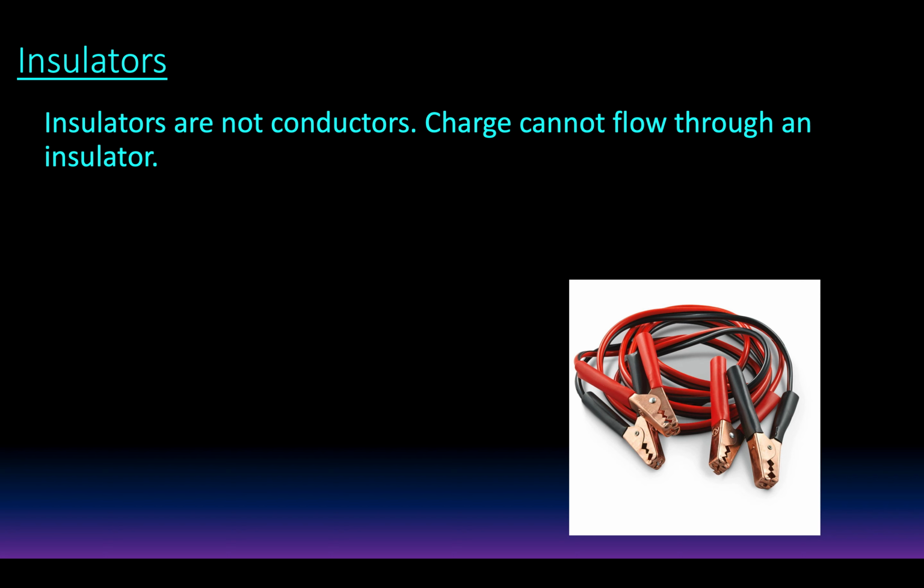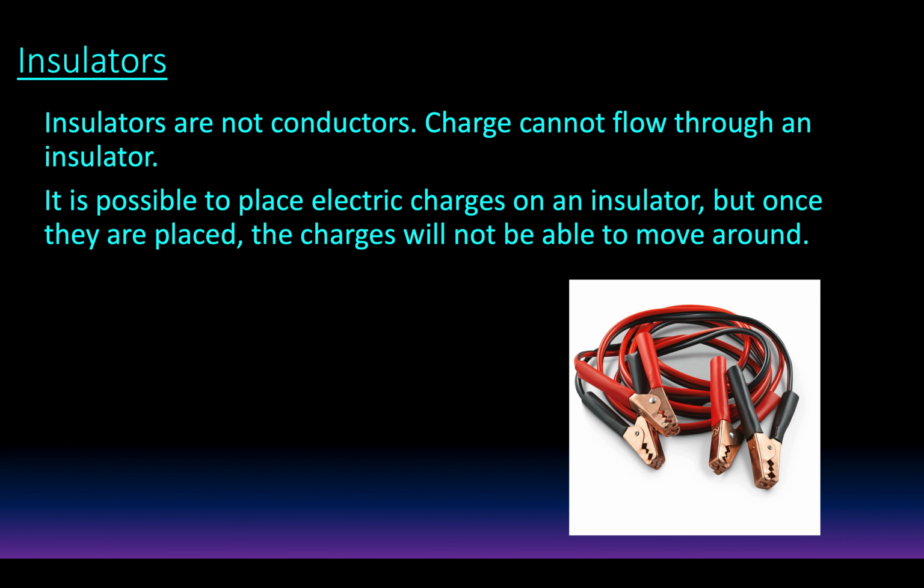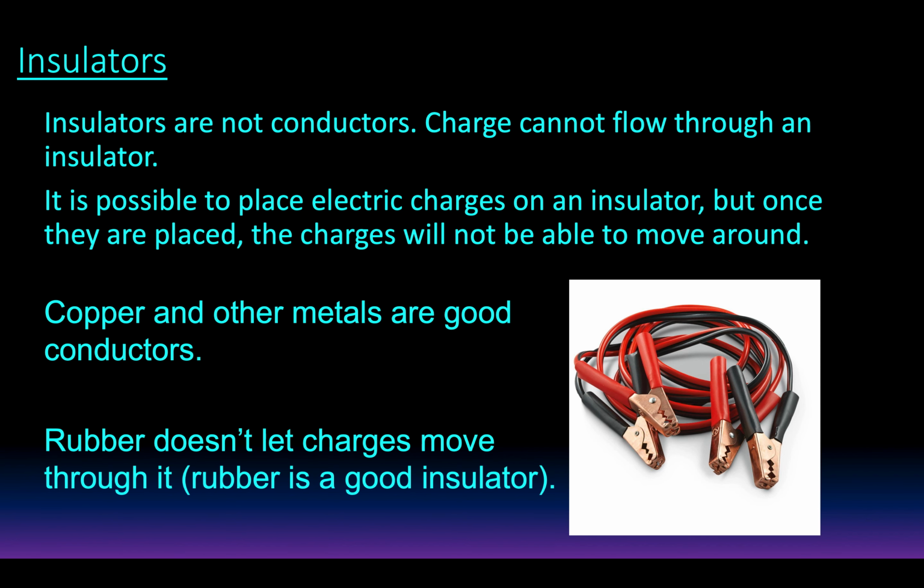An insulator is an object that is not a conductor. Charges can flow through a conductor, charges cannot flow through an insulator. It is possible to place electric charge on an insulator, but once you place that electric charge on the insulator, the electric charge is just going to be stuck there. It won't be able to move around at all. Copper and other metals are examples of good conductors. Rubber is a good insulator because rubber does not let charges move through it.